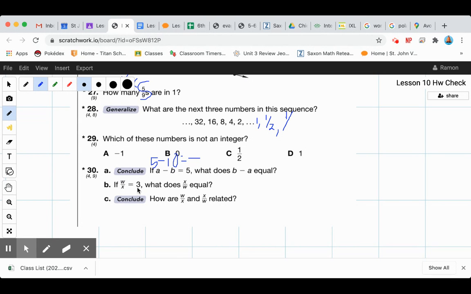If w divided by x equals 3, then what does x divided by w equal? That's just going to be the reciprocal of your first quotient, because the w matches up with the 3, the x with 1. So you just find the reciprocal, which also leads you to see how they are related. They are reciprocals.